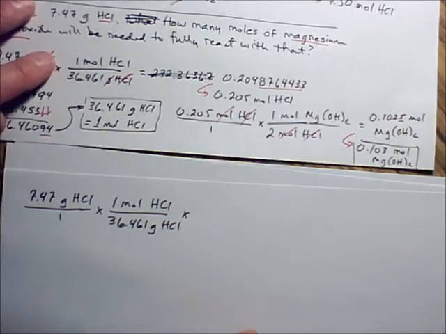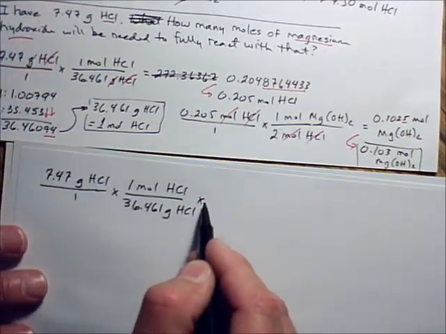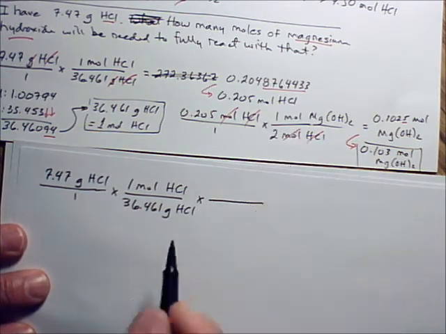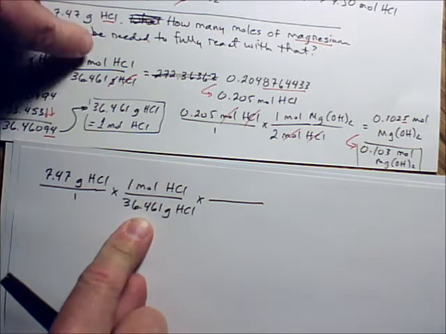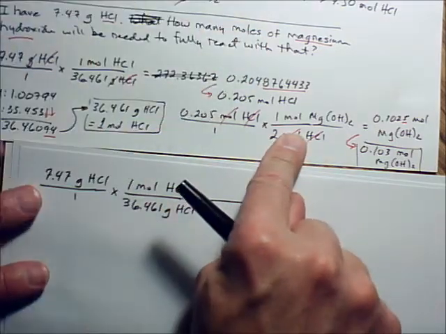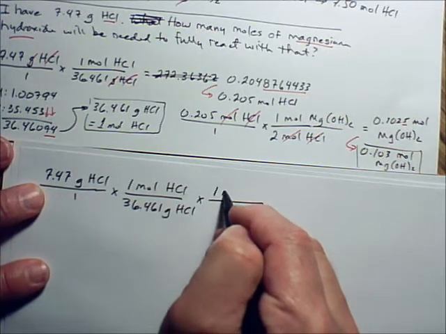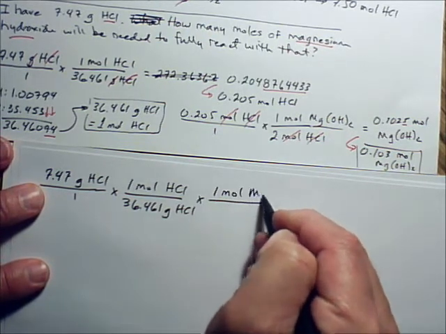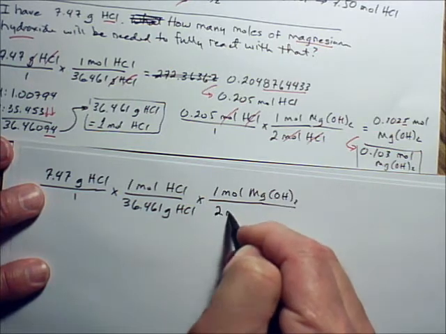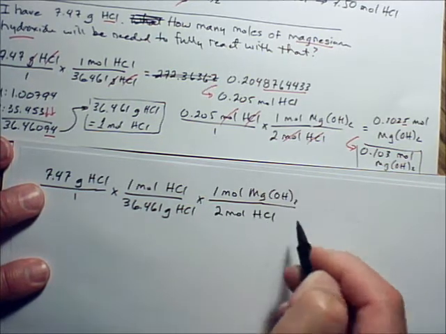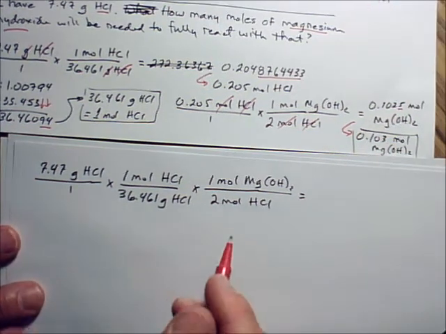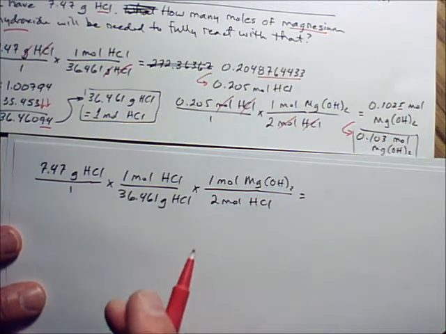But instead of calculating an answer here and then calculating another answer here, I can put the two of these things together, because when I finish this, I'm going to get the number that I put there. I'm just going to plug this up next to it: 1 mole of magnesium hydroxide and 2 moles of HCl. And watch, this is where cancel as you go really makes a difference.